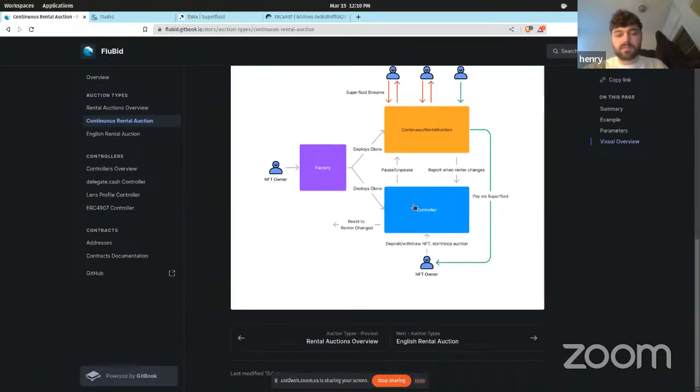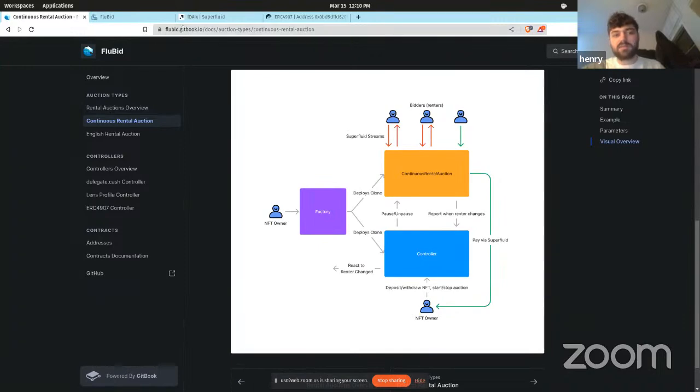For a diagram of this architecture, you can go here. This is the FluBid documentation, by the way, which you can find via the front end, which I'll show you in a minute. The NFT owner goes to the factory and deploys these things. The bidders interact with the rental auction, and the owner interacts with the controller. They communicate, there are streams sending around, and the controller reacts to the renter changing. As you can see here in the continuous rental auction, whoever's not at the top of the list, which is this guy right now, gets a stream sent back to them at an equal rate. So their flow rate is 0 if they're not at the top of the list. But if you are at the top of the list, you're paying the owner. So that's kind of the overview of how it works.